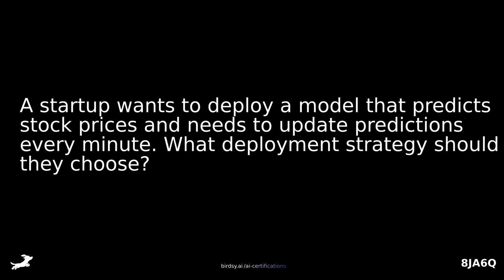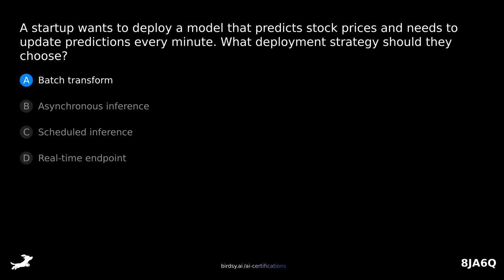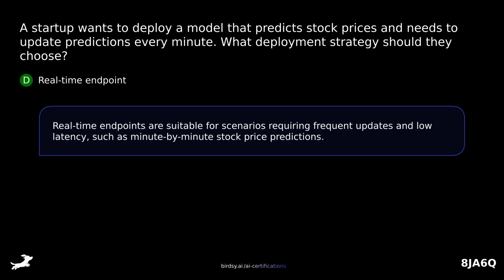A startup wants to deploy a model that predicts stock prices and needs to update predictions every minute. What deployment strategy should they choose? Is it A, batch transform, B, asynchronous inference, C, scheduled inference, or D, real-time endpoint? The answer is D, real-time endpoint. Real-time endpoints are suitable for scenarios requiring frequent updates and low latency, such as minute-by-minute stock price predictions.